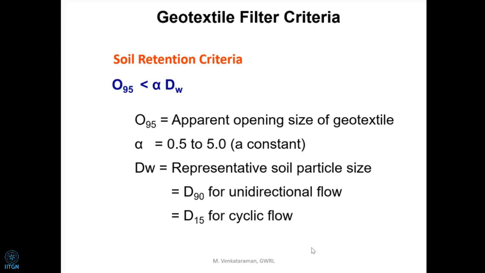I hope you understand. In a flow condition, anywhere you know Reynolds number, there could be a laminar flow, there could be a turbulent flow. So there is unidirectional and cyclic flow. O95, what is O95? The apparent opening size. That is, if I got a filter, 95% of the fines in the soil will be prevented from passing through this. That is O95. And this O95 should be less than alpha dW.